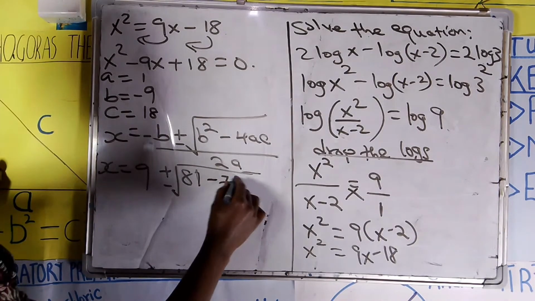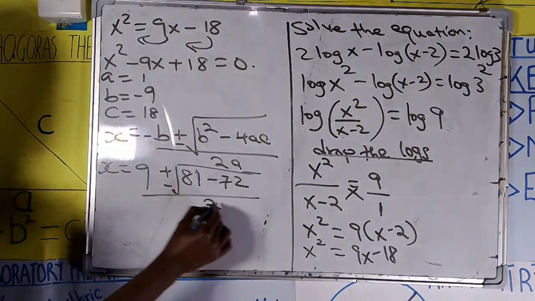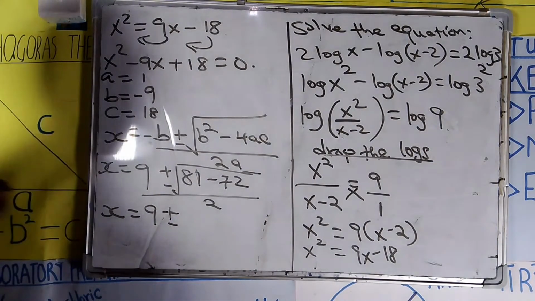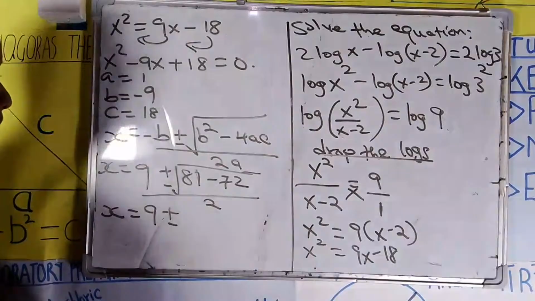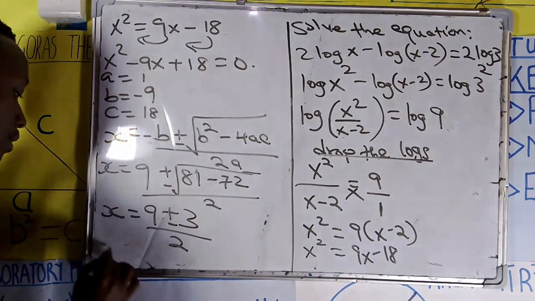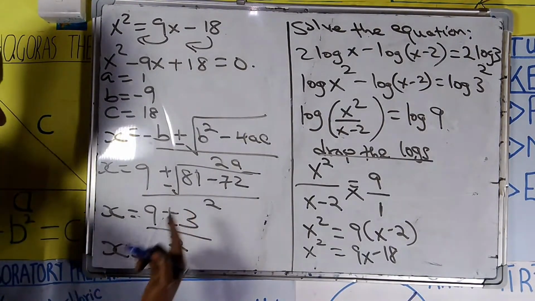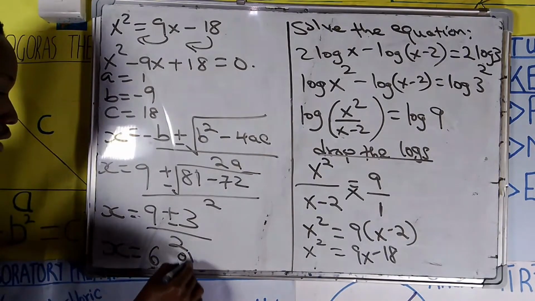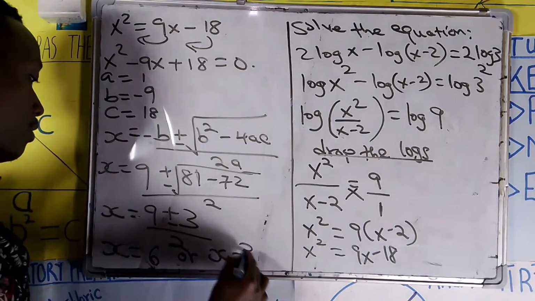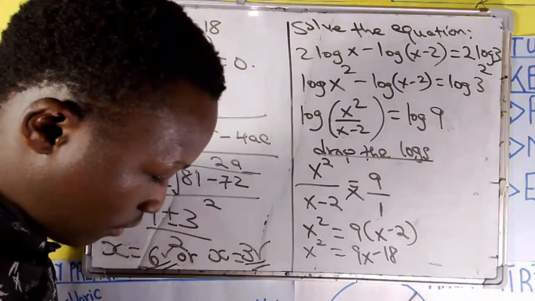So it will be minus 72, over 2a. 2 times 1 is 2. So our x is equal to 9 plus or minus the square root of 81 minus 72, which is 9. The square root of 9 is 3. Then divide by 2. So our x will be equal to 9 plus 3 is 12, 12 divided by 2 is 6. Or our x will be 9 minus 3 is 6, divided by 2 is 3. So our x is either 6 or our x is equal to 3.